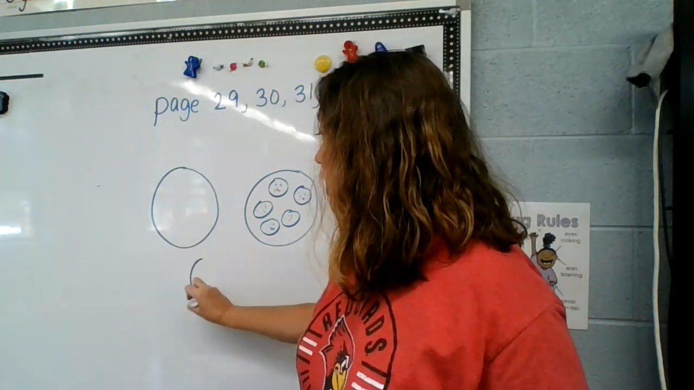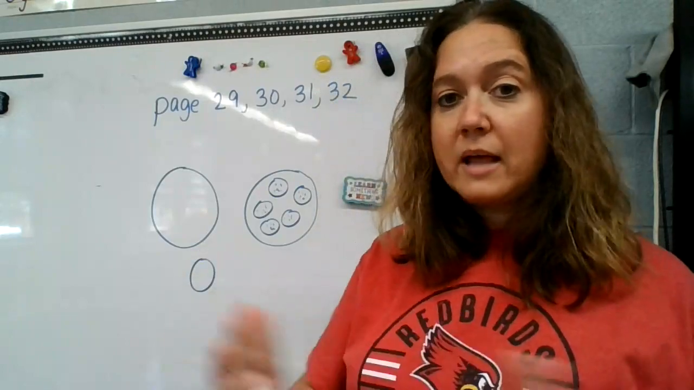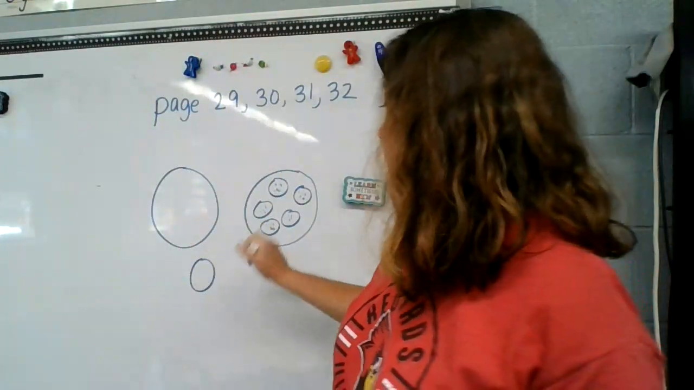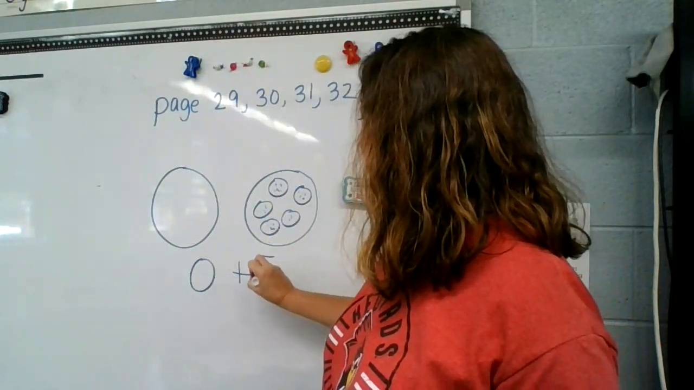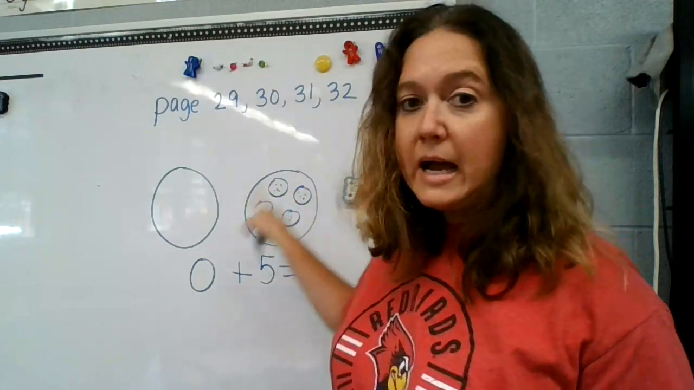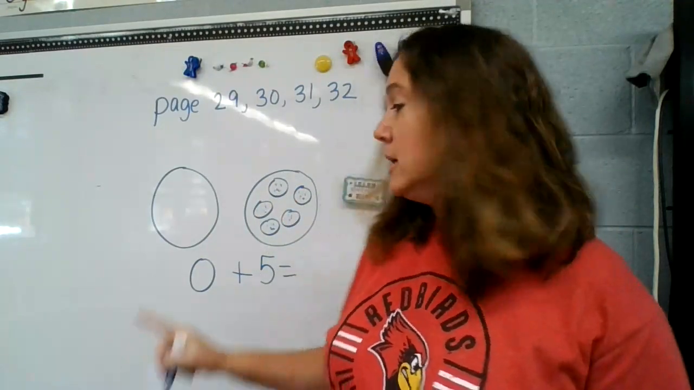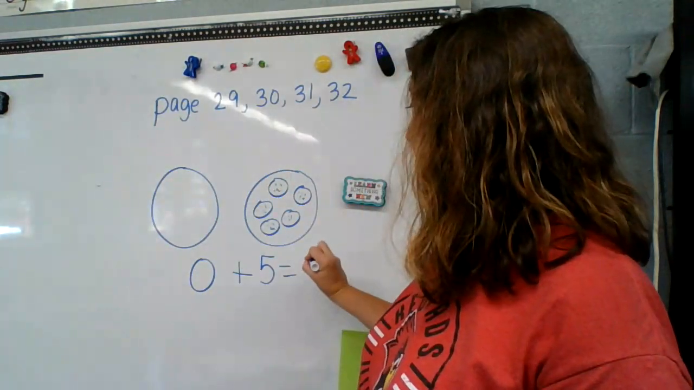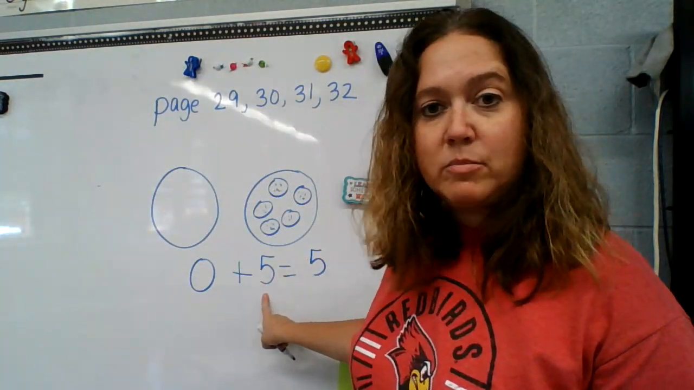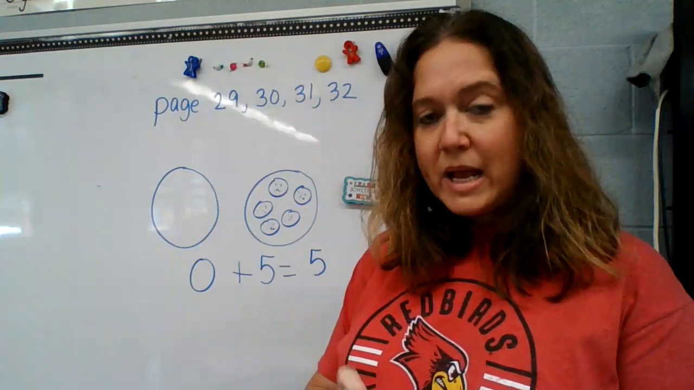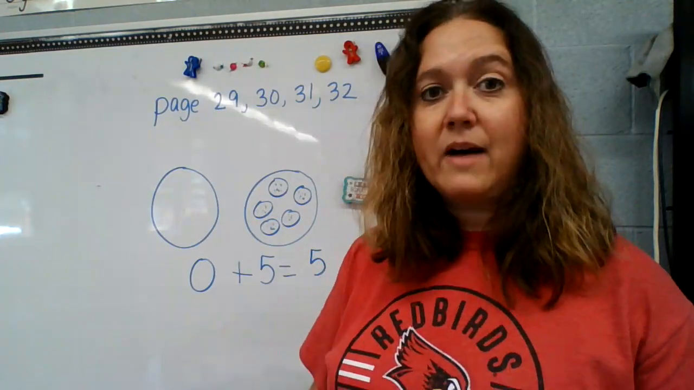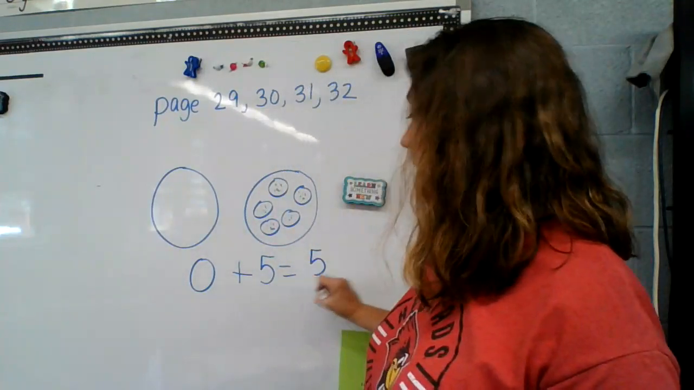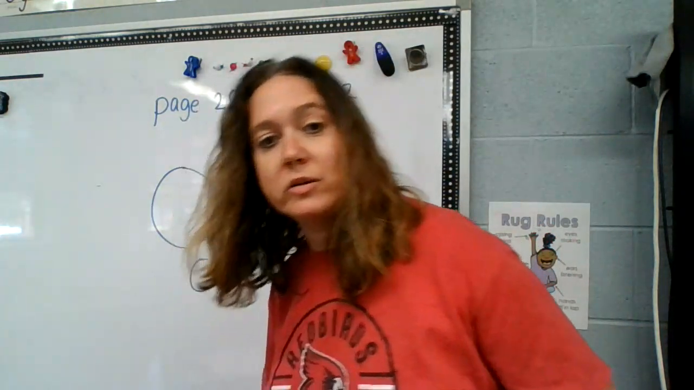So we have 0. Remember, when we have nothing, it means 0. And 0 means nothing. Plus 5. Remember, I drew 5 cookies. 0 plus 5, all together, is 5. It is that same number. So anytime we add with 0, we have the same number. The answer when we add is called a sum.